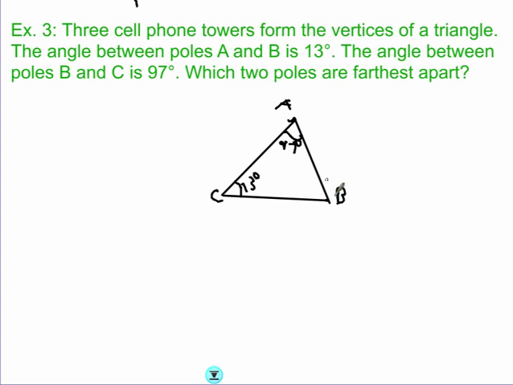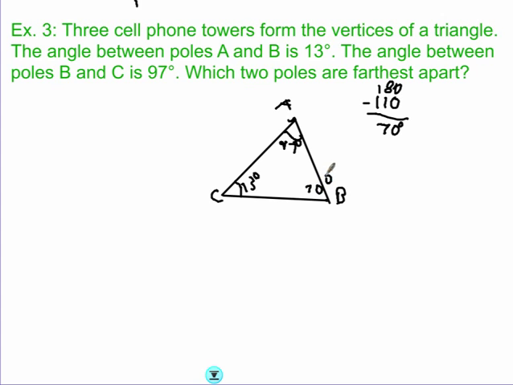And it's asking us which 2 poles are furthest apart. So basically we're being asked, what's the longest side length? And to find that, I need to know my other angle. Well, I know 97 and 13 is 110. So I can do 180 minus 110, which tells me that my remaining angle is 70 degrees.